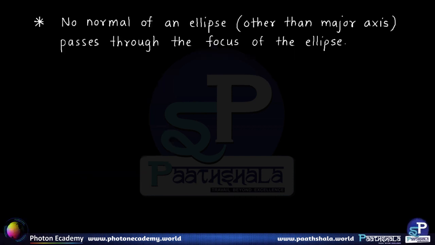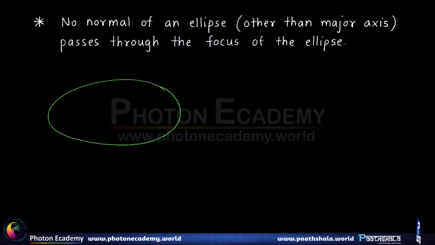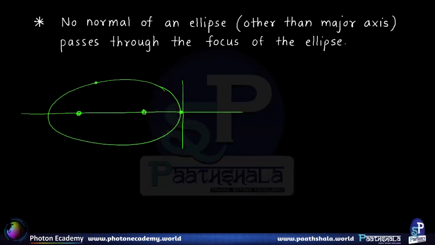Now this is again related to the normal. It says that no normal of an ellipse other than the major axis passes through the focus of the ellipse. So if we consider an ellipse, the normal drawn at the vertex is nothing but the major axis, and this normal passes through both of the foci. But if we consider any other point, in that case the normal will never pass through the focus, in fact any of the foci. That is what this property is saying. Let's move on.